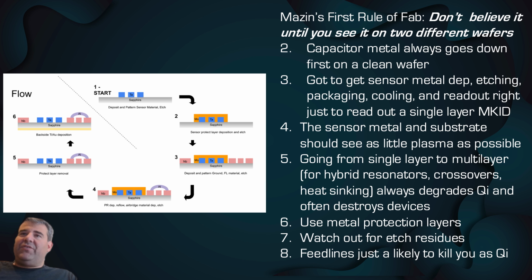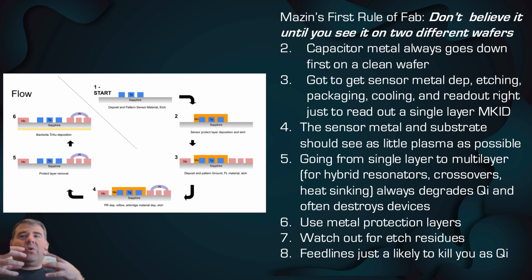Okay, the sensor metal and substrate should see as little plasma as possible. Plasma seems to roughen the metals and do bad things to its loss parameters. So we try to avoid it as much as possible. If we can't avoid plasma for our etches, we tend to use metal protection layers to keep the metal protected from that plasma in a way that can be removed later, usually with a wet etch.